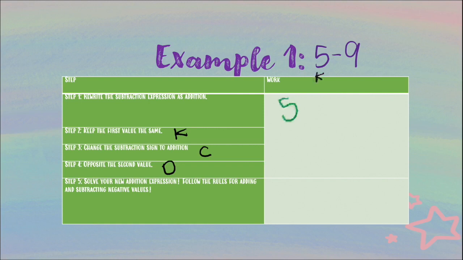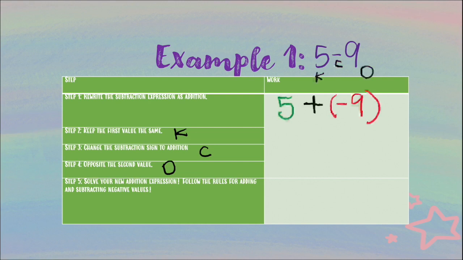Now we're going to change. That subtraction sign is going to magically become addition. Okay, so change subtraction to addition. Now because I'm magically changing subtraction to its opposite, addition, I also have to change that second value to its opposite as well. So our second value here is positive 9. It's important, my friends, that we see that this is 9, not negative 9. That is just a subtraction operation sign. If this was already negative 9, it would be inside of parentheses. So we're going to use the opposite of 9, which is negative 9. So my new addition expression is 5 plus negative 9.